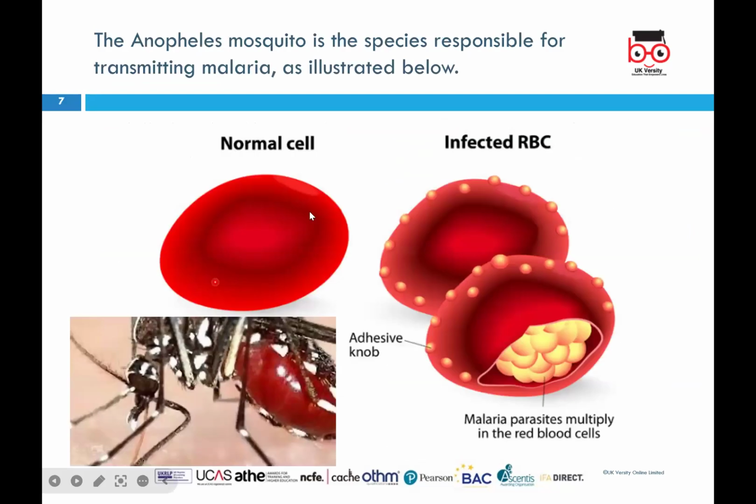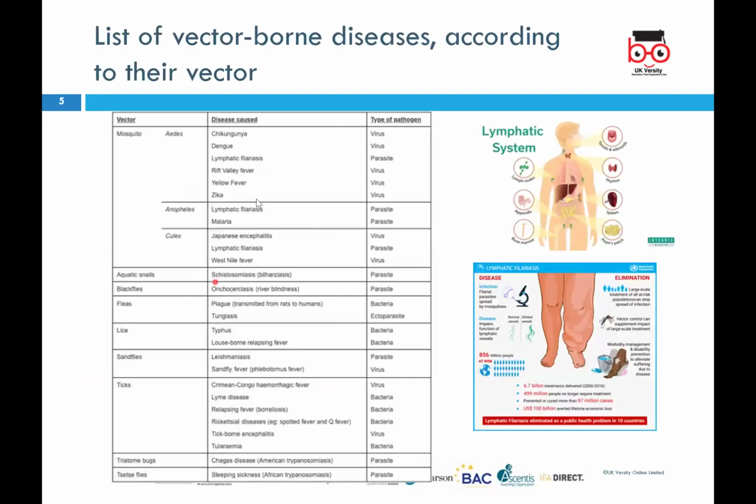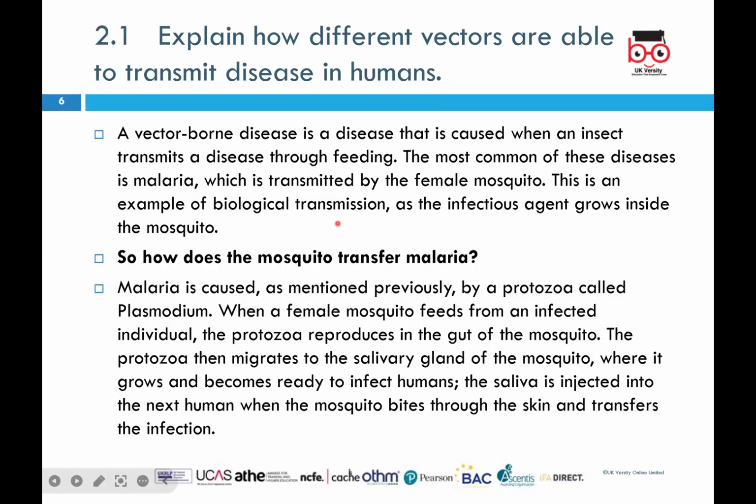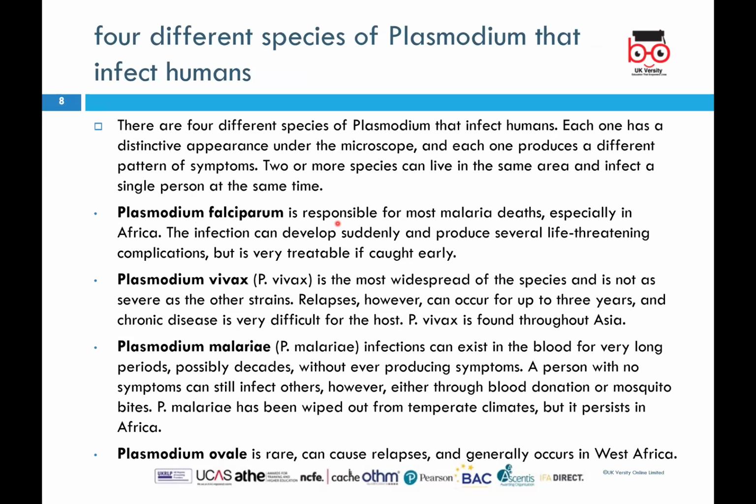Plasmodium, as I said, is a parasite, and this parasite is carried from one person to another. So you have Plasmodium falciparum, vivax, malariae, and ovale. So there are four different types of Plasmodium. You can have all four together, but that is very uncommon, though it can happen.